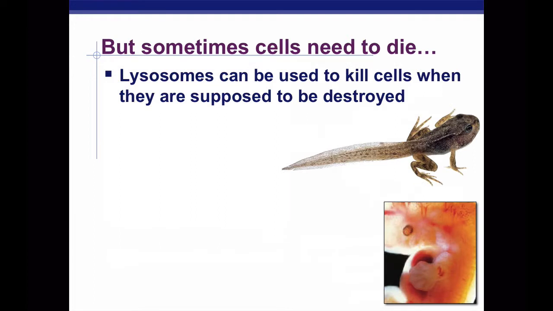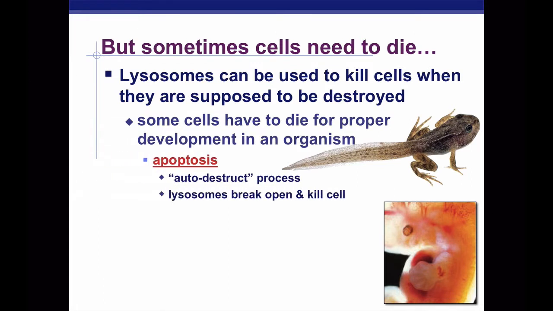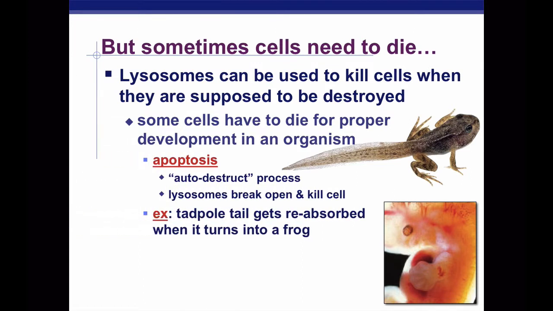Lysosomes can be used to kill cells when they're supposed to be destroyed. Believe it or not, we use lysosomes for proper development. Over here on the right-hand side is a little juvenile frog, and it still has its little tadpole tail. And we know that frogs don't have tails. So what happens is the lysosomes will bust open and kill the cells, and it's called apoptosis, which is one of my favorite words. I think it's a super cool word.